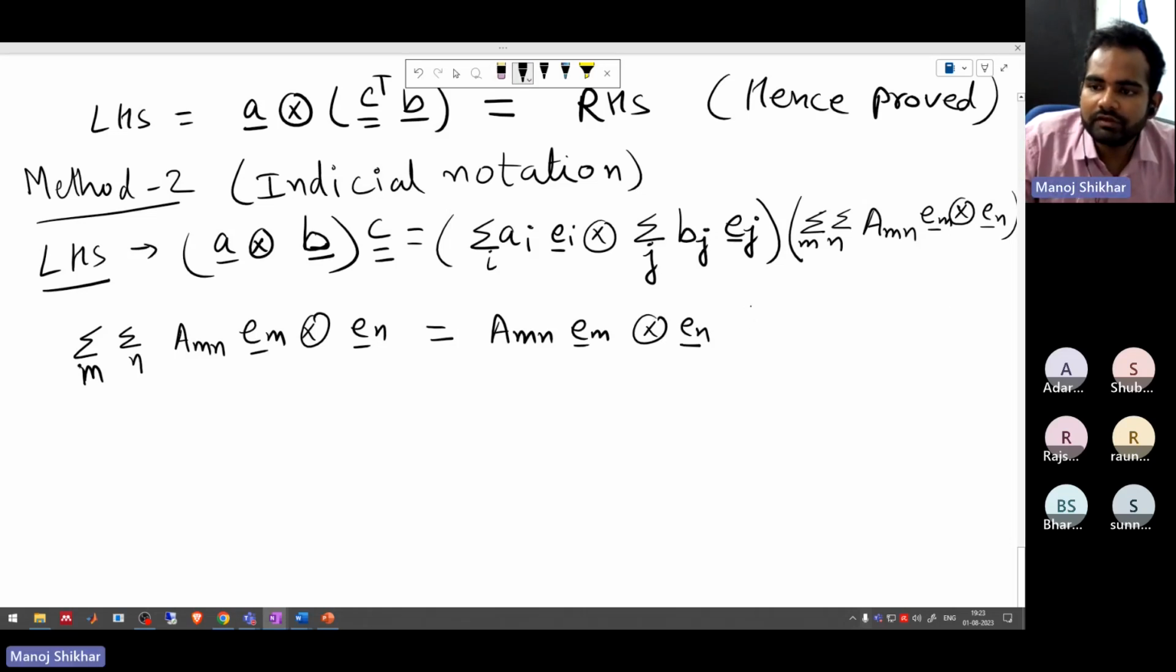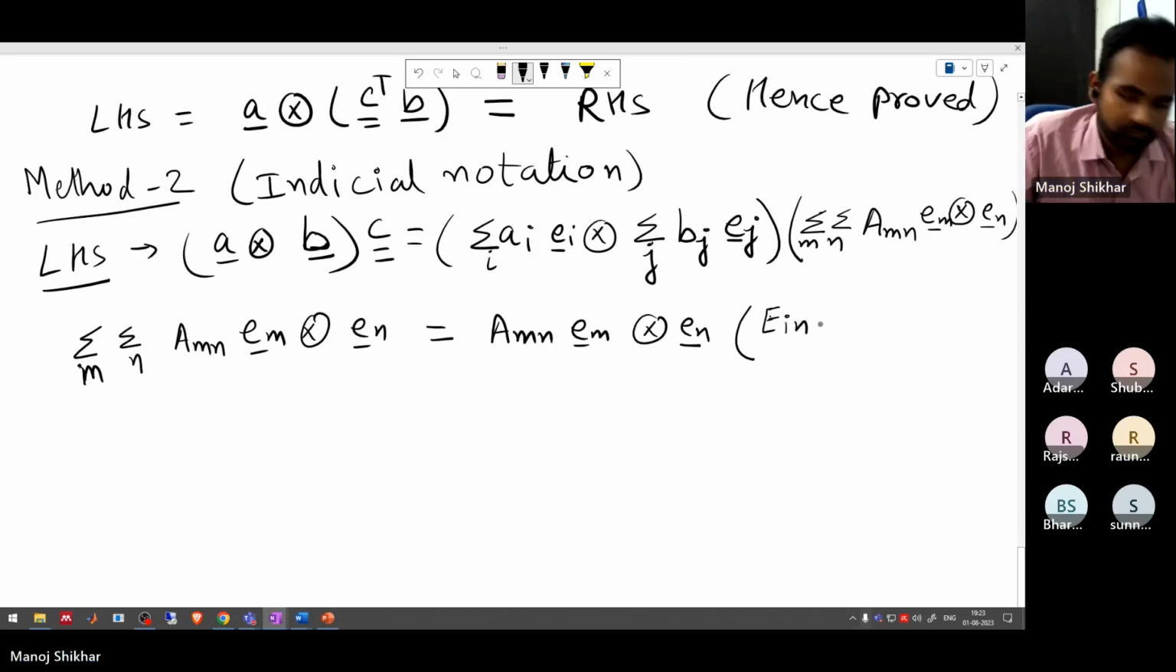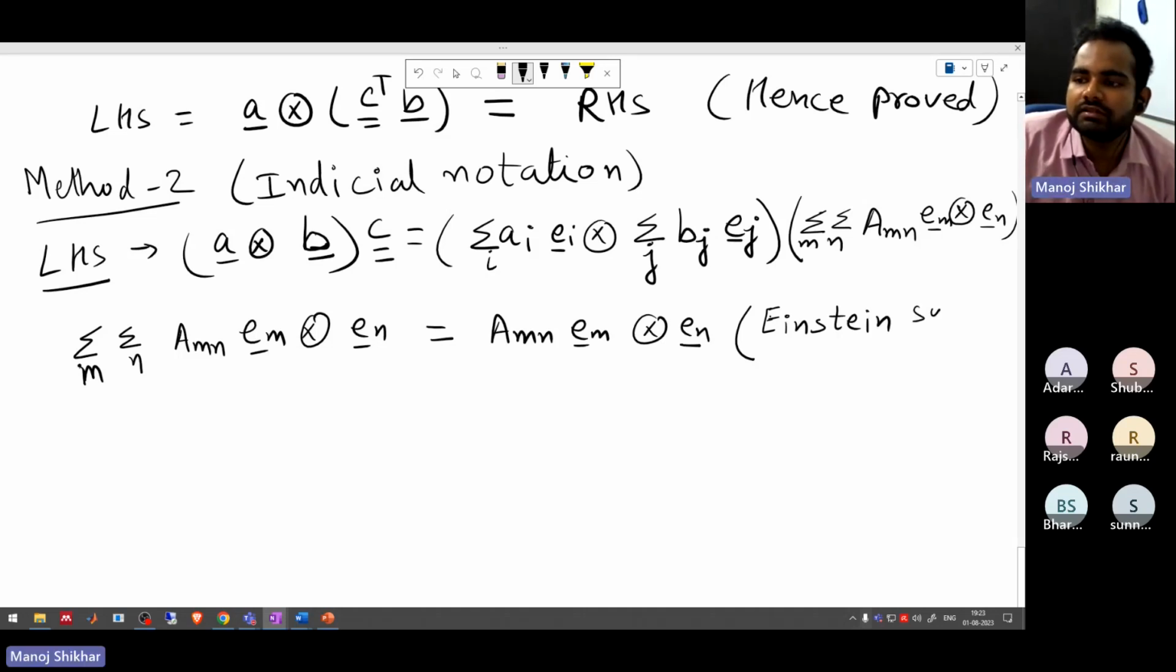If it's okay with you, can I use this Einstein summation convention in this further derivation? Because writing the summation every time is just an extra load for me. Generally, while doing my research, I prefer to use the Einstein summation convention. This is Einstein summation convention.